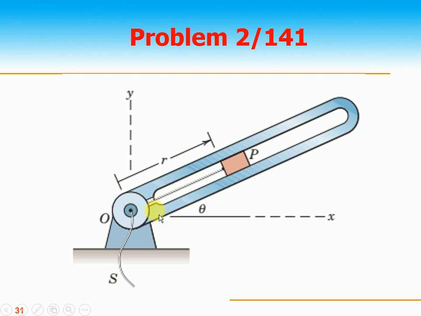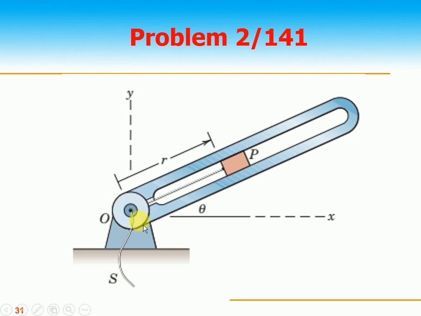So this is the mechanism actually. This is the x and y. This is angle theta. The slider is moving, and this arm is moving in the angular direction. And this P, which is the slider, is basically connected with a rope, and this is moving.